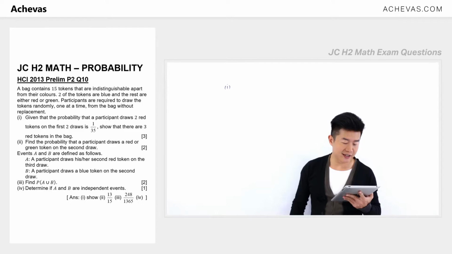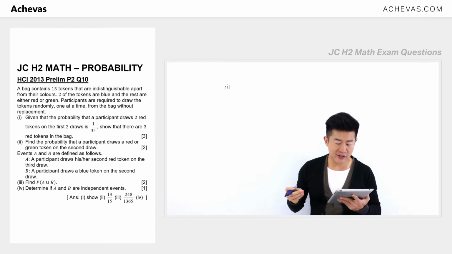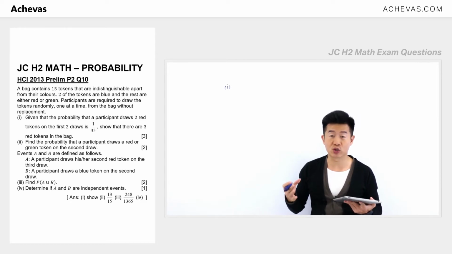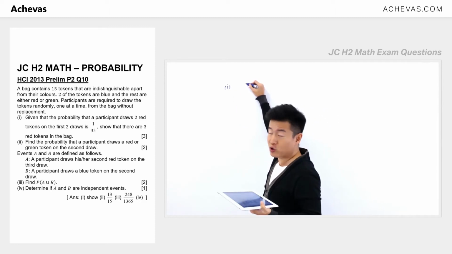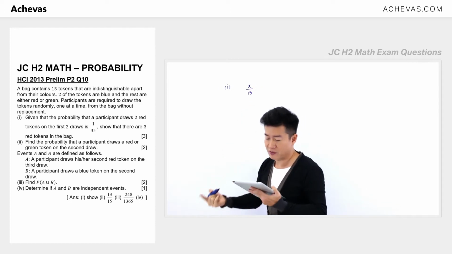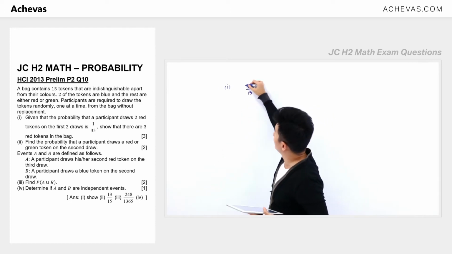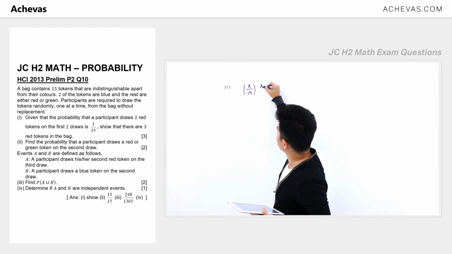I'm going to let the number of red tokens in the bag be X. If the question says that the first two draws are both red tokens, that means the probability for the first draw to be a red token will be X over 15, because there are going to be 15 tokens in total. Then the second draw must also be a red token, so it is going to be X minus 1 over 14.